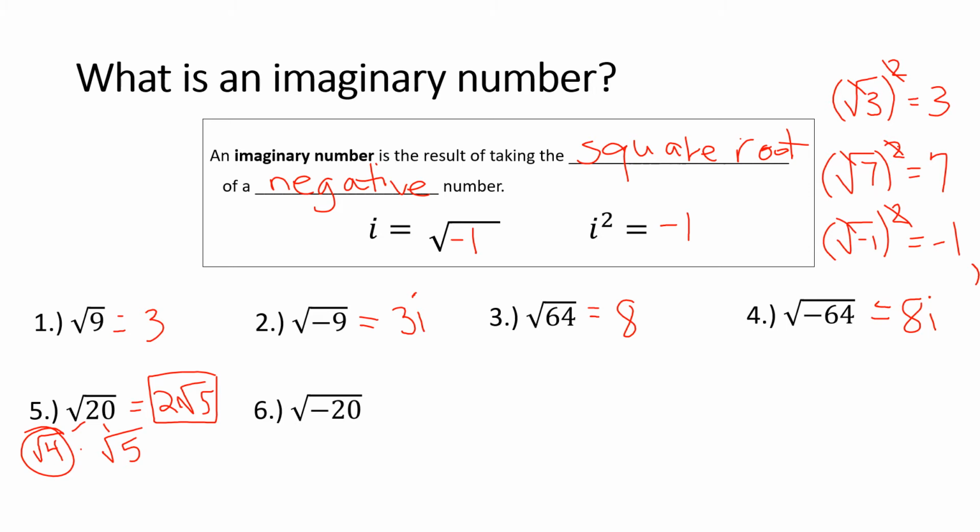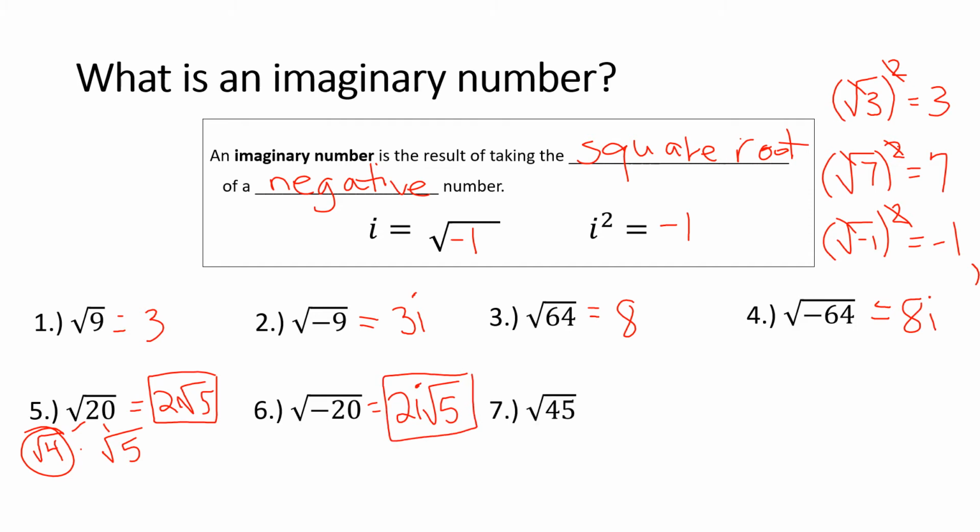So then the square root of negative 20. Well, we've seen in the first row that the square root of a negative number just makes it imaginary. So here I'm going to get the exact same answer, but it's going to be 2i square root of 5. It's an imaginary 2.